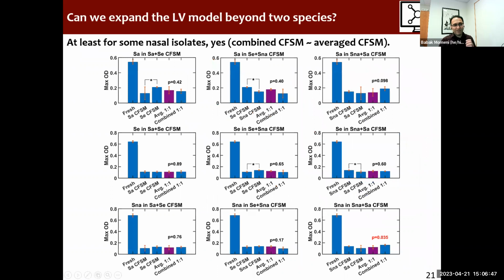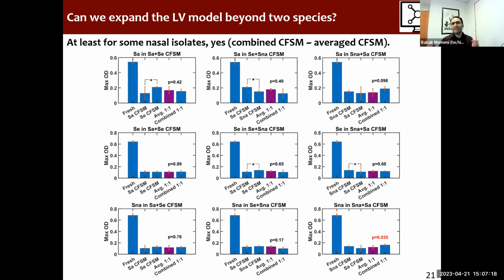We took one more step and asked ourselves whether, when we look at combinations of species, we can go beyond just two species. And because we don't have enough fluorescent strains, we took a shortcut: we took the CFSM from different species, combined them together, and asked whether the response in the combination of CFSM was equivalent to the average of the response in individuals.